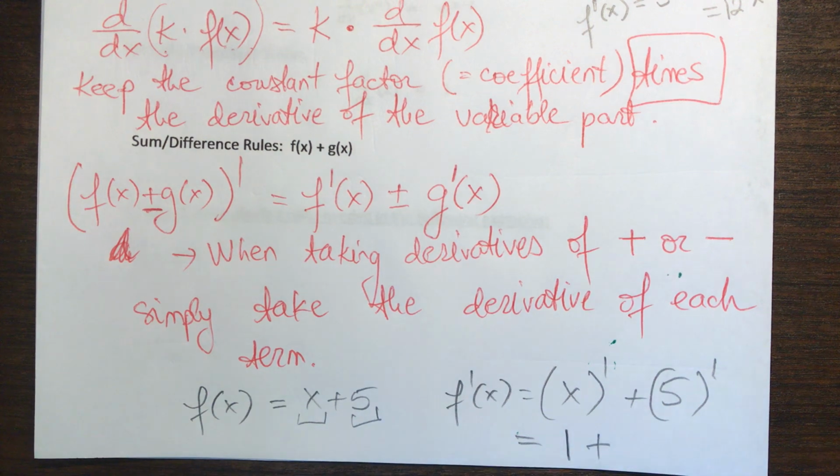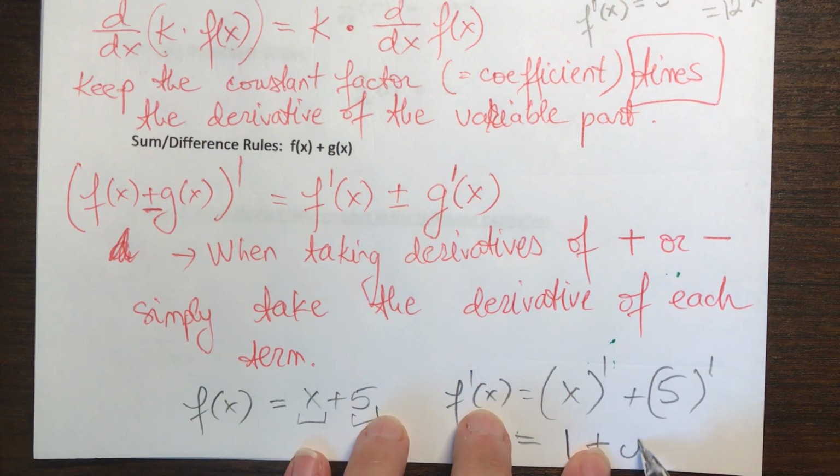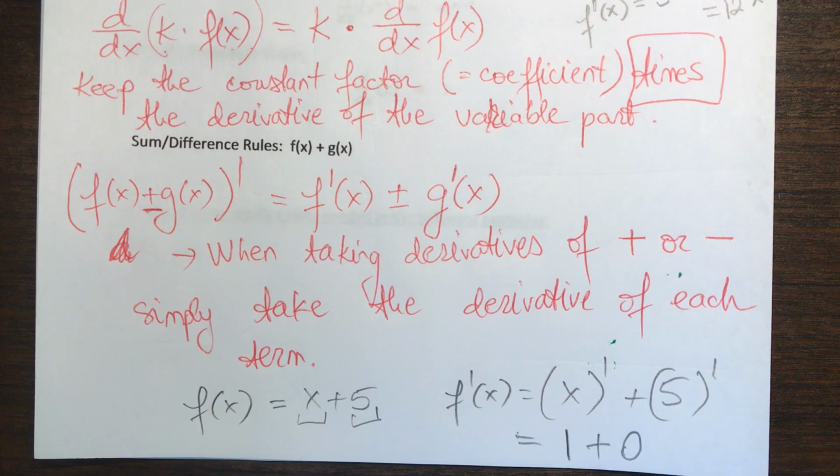Plus, what's the derivative of a constant, right? It doesn't have any x to it. It's just a 5. There's no variable in it. So the derivative of any constant is 0. So 1 plus 0 is going to equal 1. We're going to extend this to more complicated terms in just a bit, but this is simply how you go term by term.